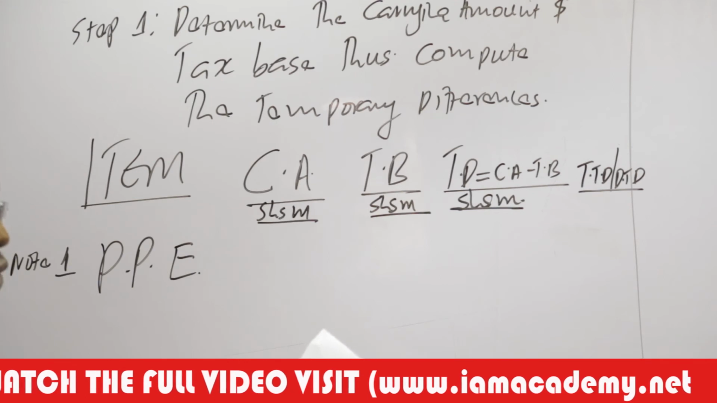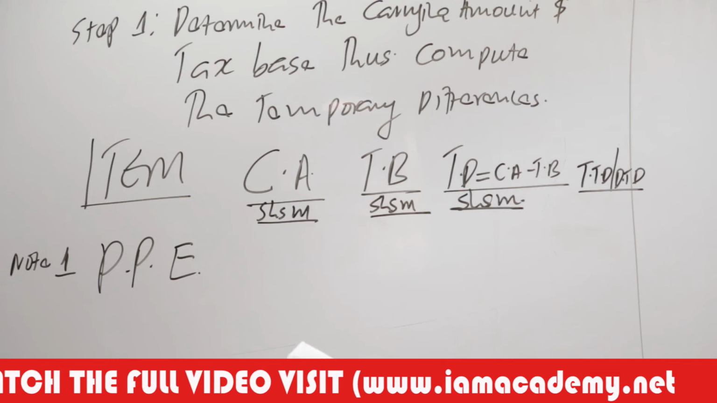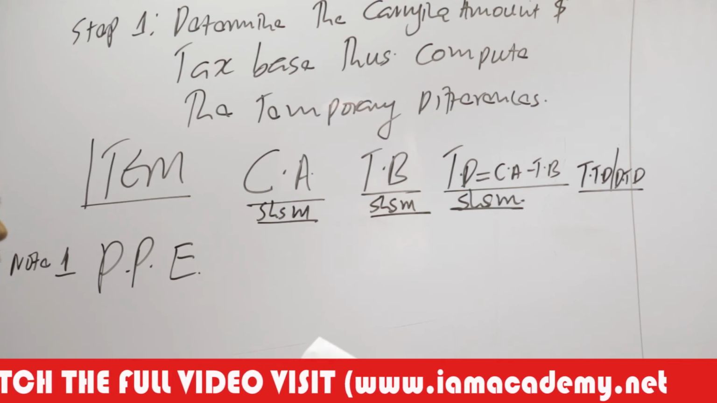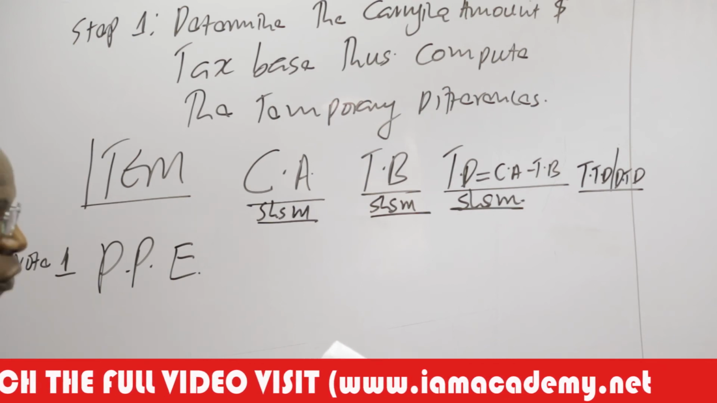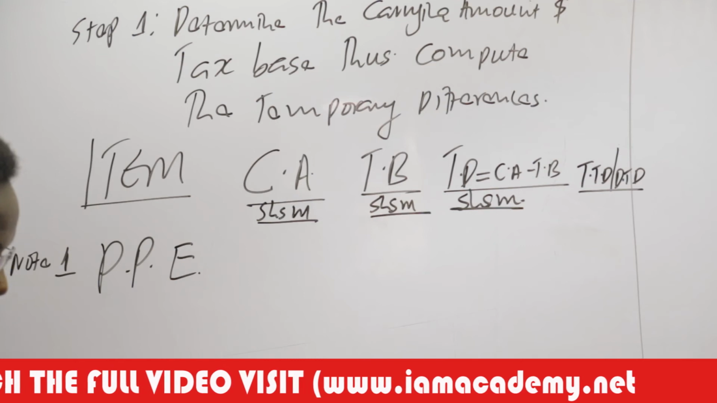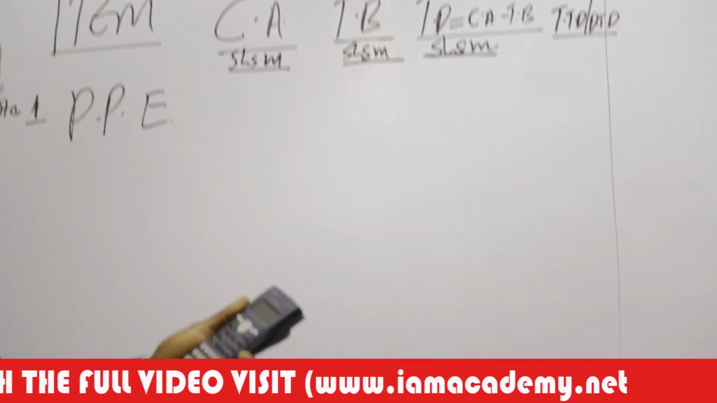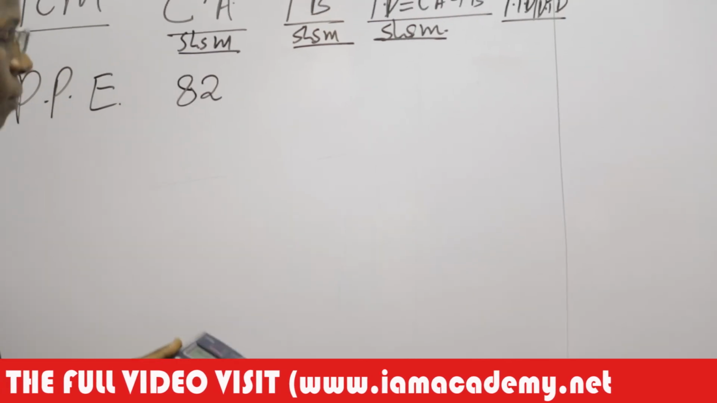Total capital allowance on property, plant, and equipment amount to 30 million. The carrying amount is simply the net book value. So we'll say 100 million, you subtract accumulated depreciation of 18 million. How much will that come to? So if we take 100 million, you subtract 18, we have 82 million.